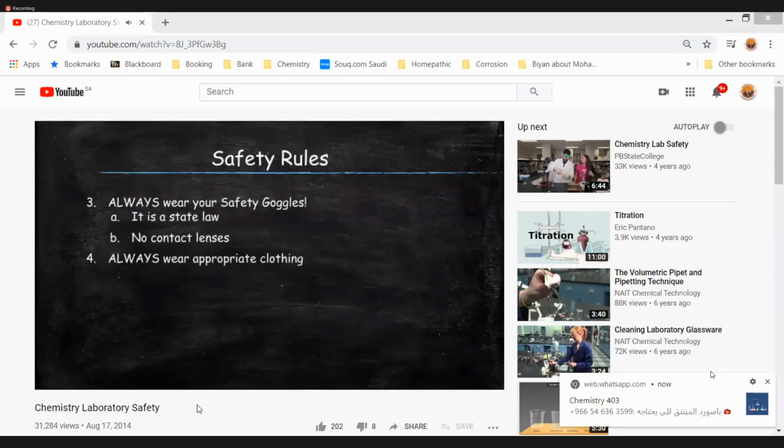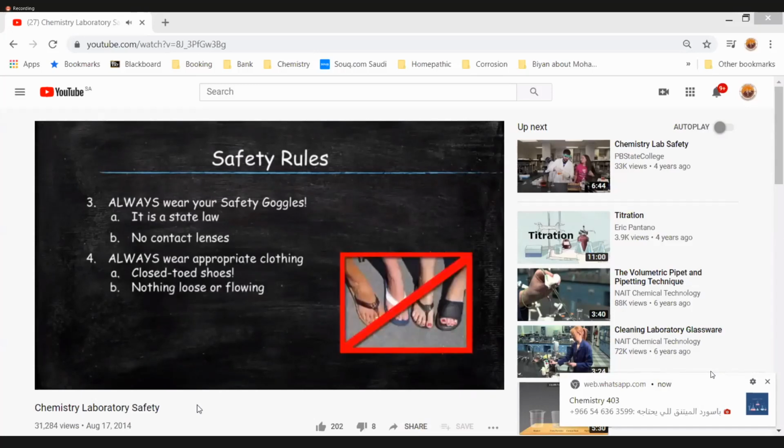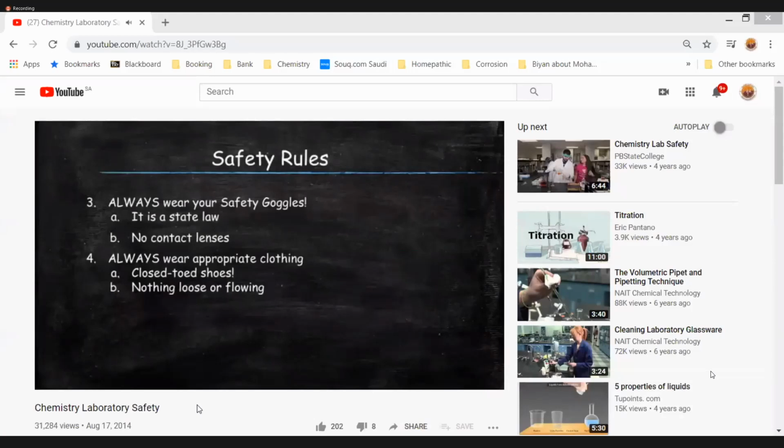You've got to wear appropriate clothing when you do labs. Well, what's appropriate clothing? Well, the first thing is you want your feet to be covered, so closed-toed shoes are a must. You don't want any loose or flowing clothing, especially if you're dealing with solutions or flames, because they might dip into the solution or get caught in the flame. It's best to wear natural fibers.